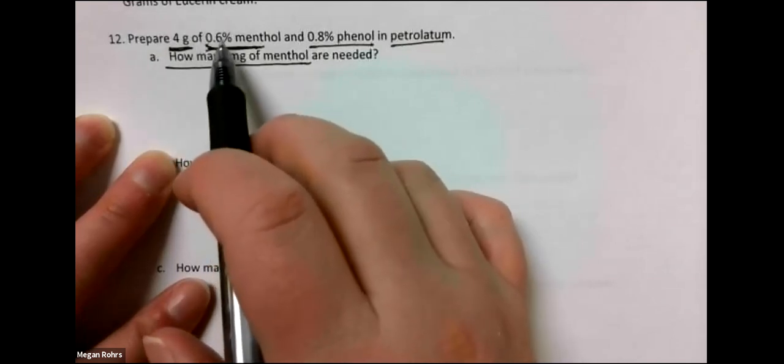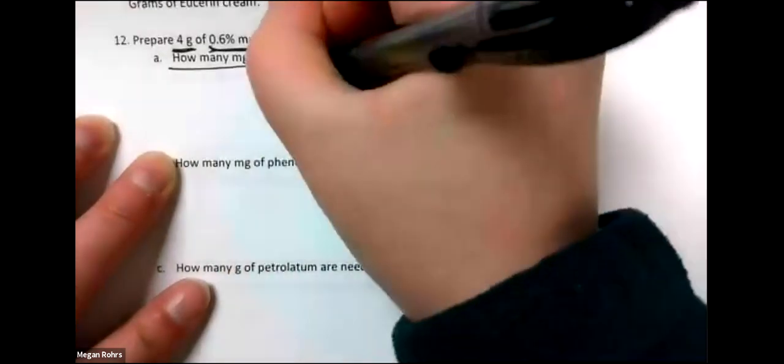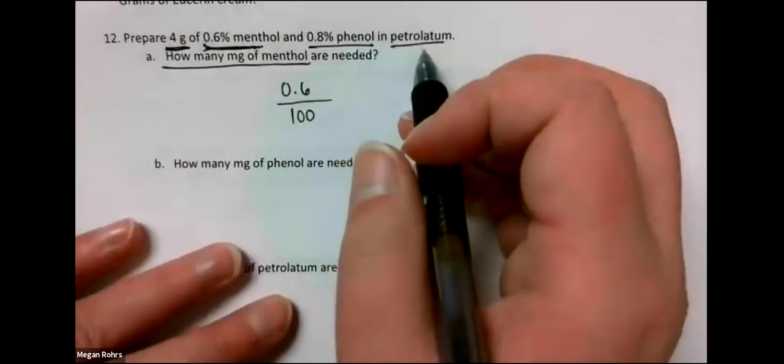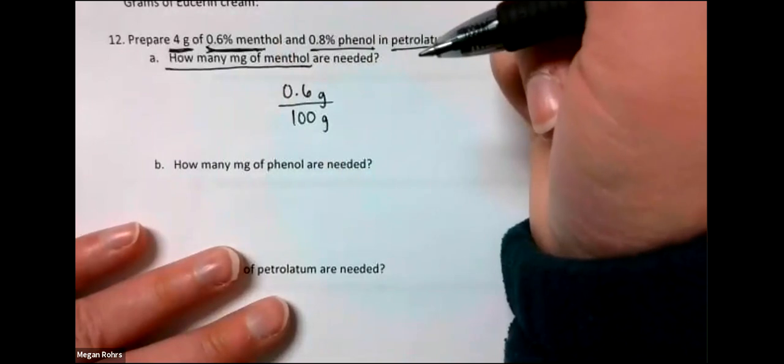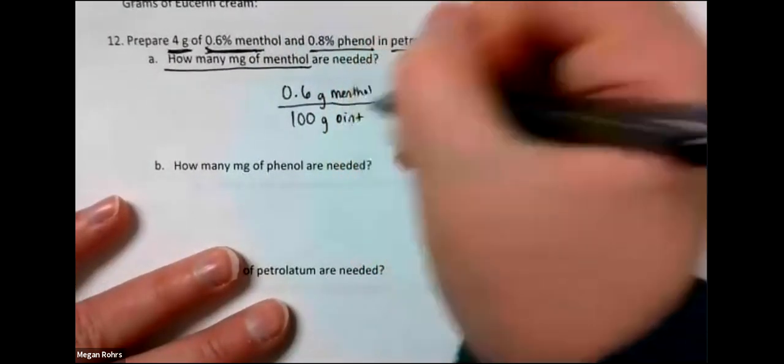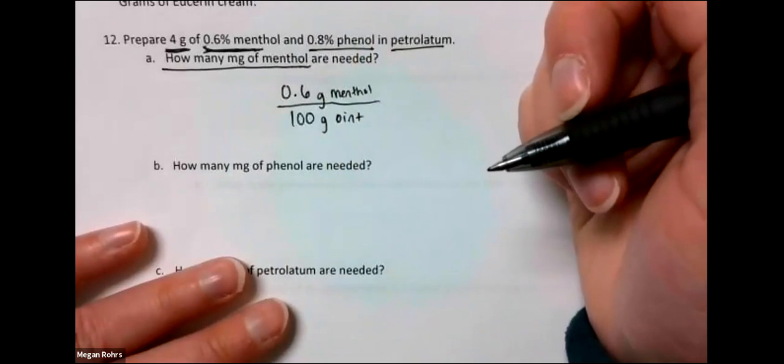Anytime you see a percentage strength, you can always write that over 100. So 0.6 over 100. Now, I'm making a total of 4 grams in petrolatum, so I know this is an ointment. So I know both of my units have to be in grams. So I have 0.6 grams of menthol in every 100 grams total of ointment.